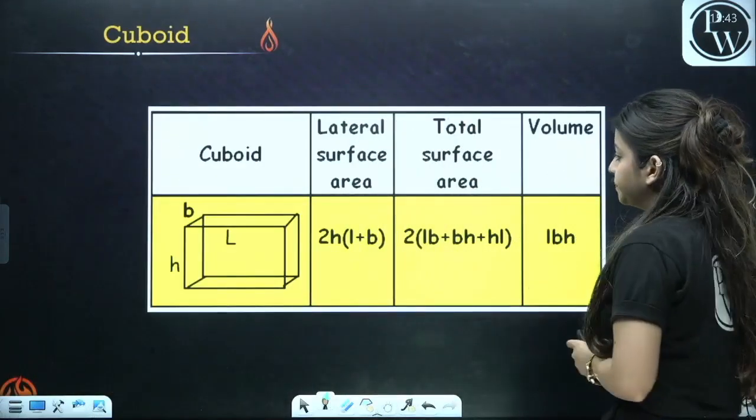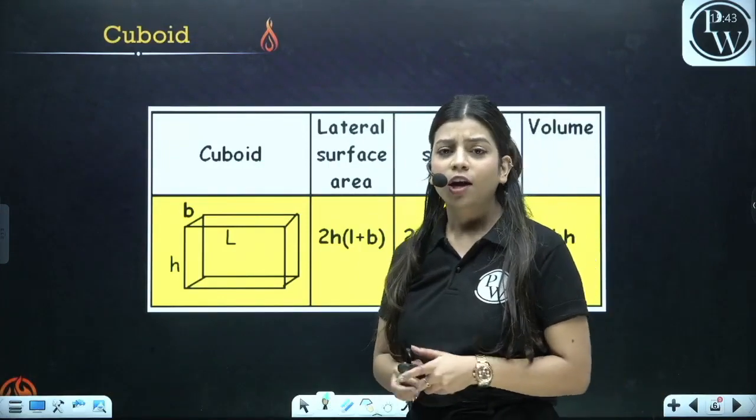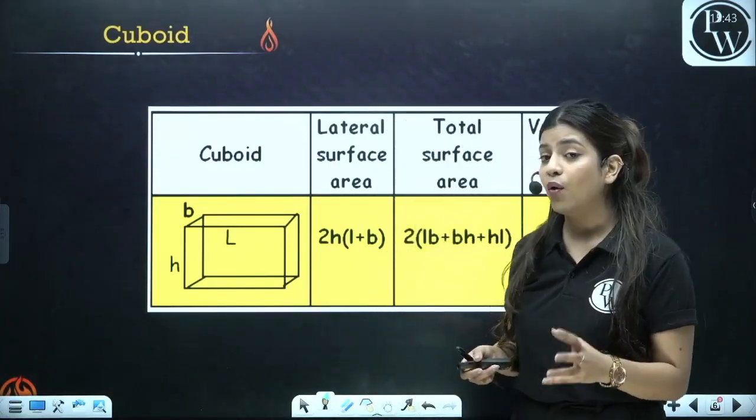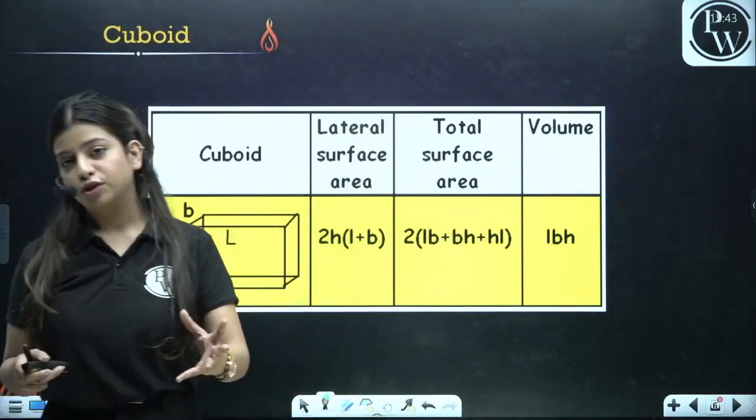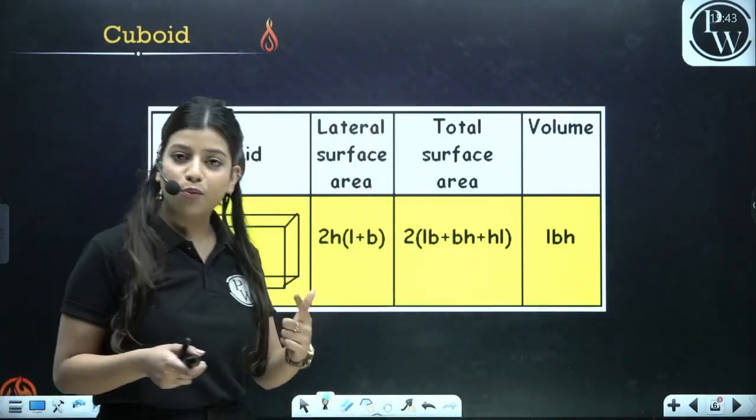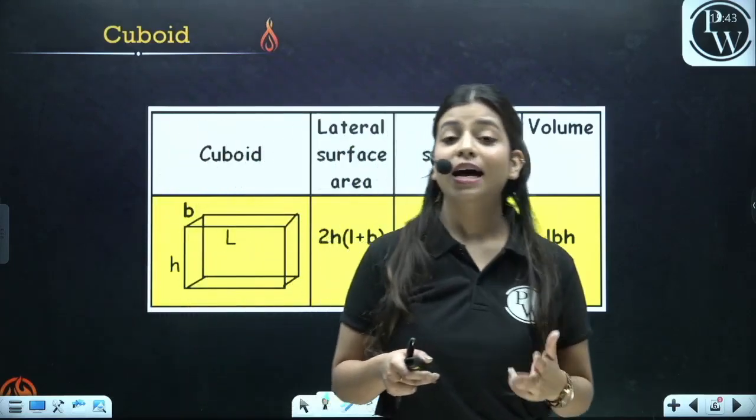Let's move forward. Now this is a cuboid. Cuboid has all its faces as rectangles. A rectangle has a length and a breadth, and in the case of a cuboid, it has a height.